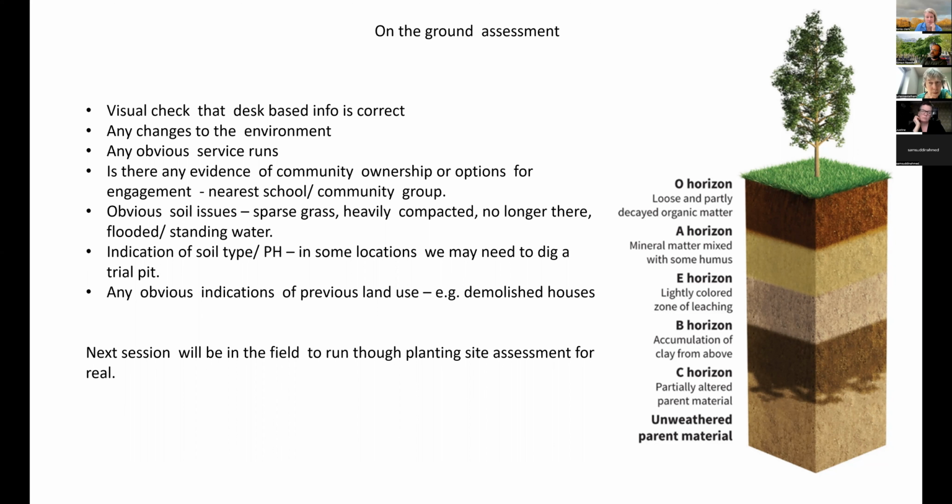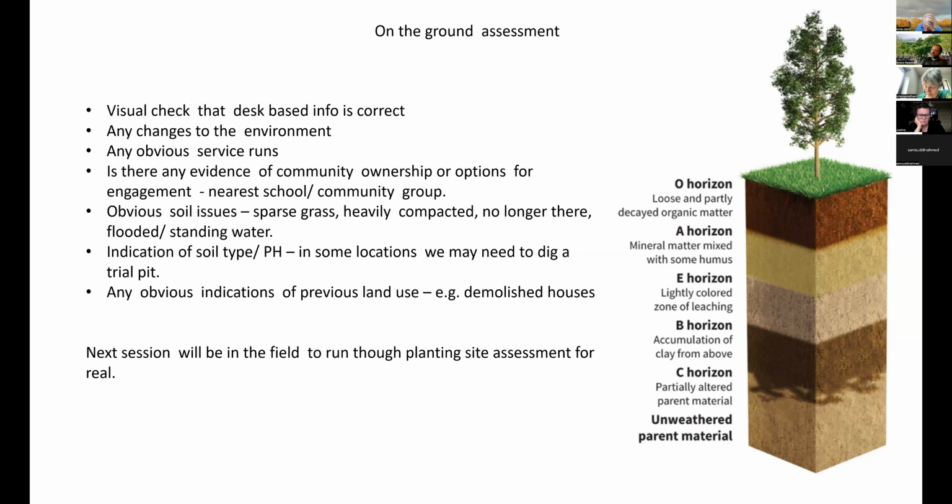So the first thing, once we've done our desk-based assessment, is a visual check on that site that the desk-based info is correct. Has there been any changes to the environment? Are there any obvious service runs that we didn't pick up? And what are they? It may be that when we get out on site, it wasn't obvious that there was a big gas main or something through there, which we wouldn't want to be planting on top of. So that might rule that location out.